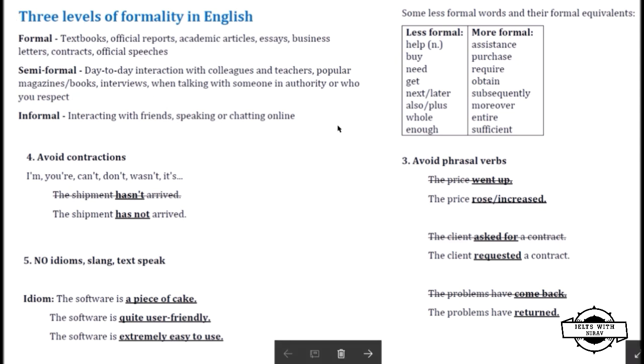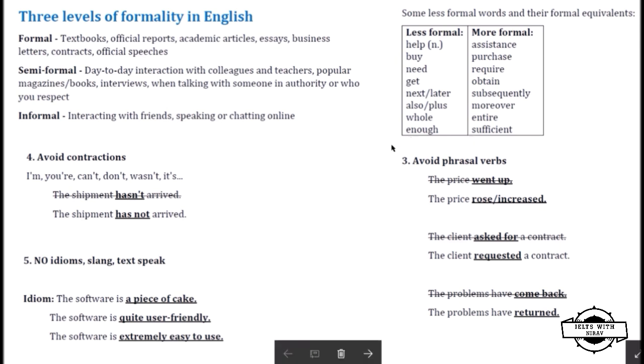As I already told you, you will write a formal letter mostly to an unfamiliar person. So you cannot use words like help, buy, need, get, later. In that case you must use assistance, purchase, require, obtain, subsequently, moreover, entire and sufficient instead of help, buy, need, get. So first you need to consider this.